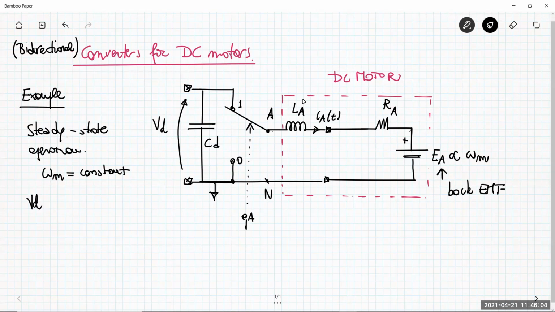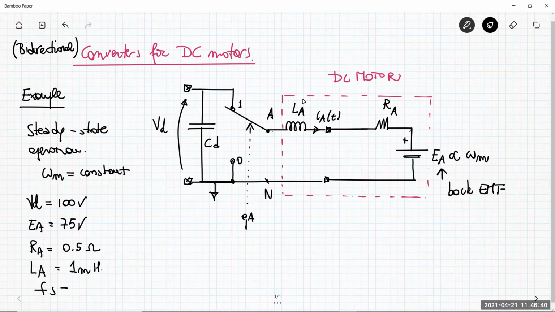Supposing that Vd is constant and the value is 100 volt, the back EMF constant voltage is 75 volt. Ra, modeling the ohmic losses in the winding of the DC motor, is 0.5 ohm. La, the inductance of the motor, basically, is 1 millihenry. Also suppose that the switch is operated in a periodic way using a switching frequency of 20 kilohertz.